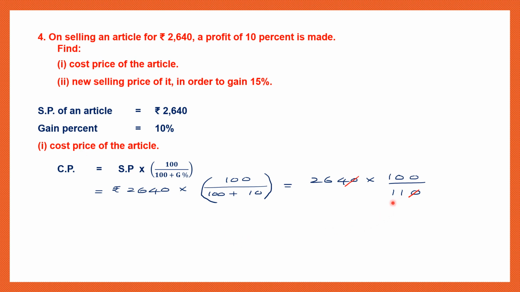Remember I said usually you will be able to cancel this denominator with one of the numerators. So here 11 and 100 you can't cancel. Let's see if it is possible to cancel 11 and 264. So divide 264 by 11. If your remainder is 0, that means it is divisible.